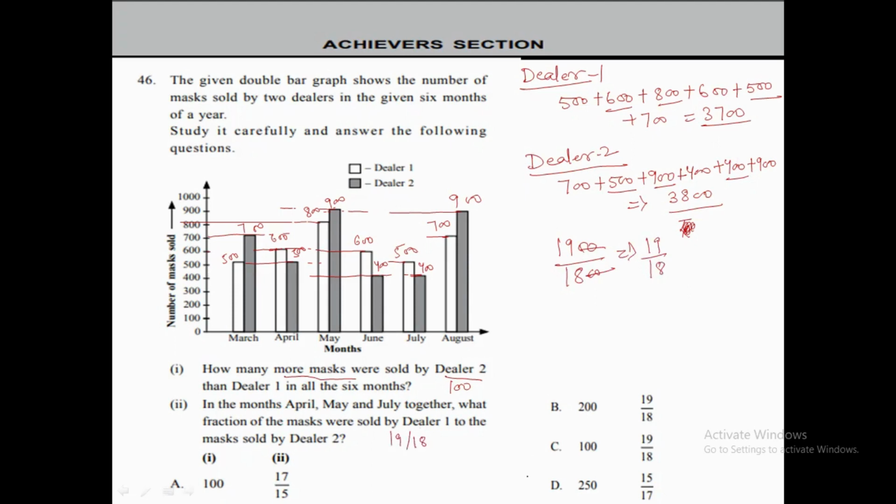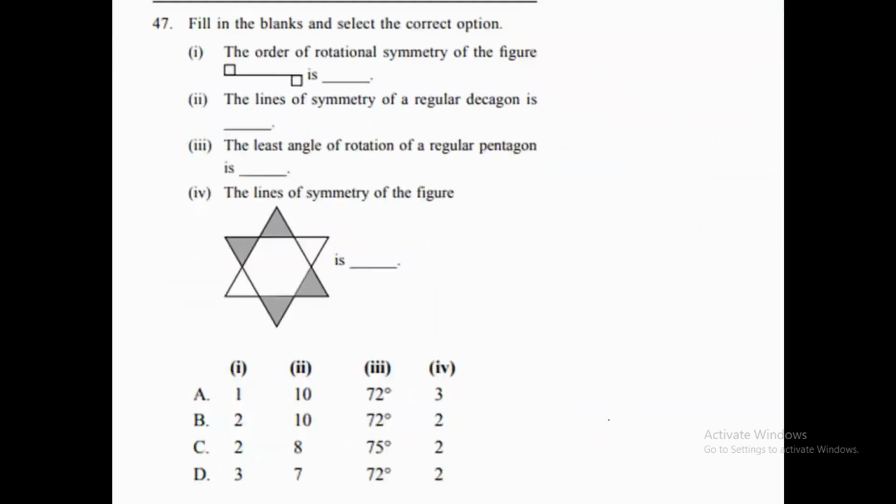Okay, let's go through the options and check. 19 by 18 is option number C. So that's why option number C is our correct answer.